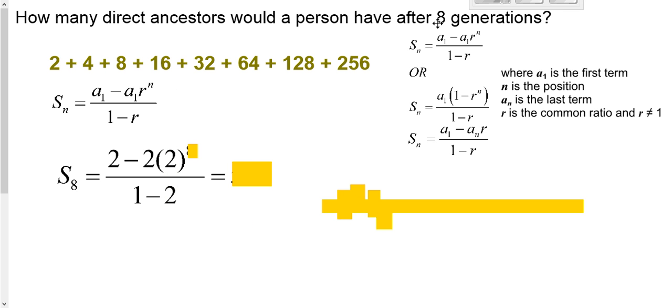And we're going for 8 generations. So that means our exponent is 8. So we could just type this into your calculator. If you're going to type this into your calculator, put the whole top in parentheses, hit divide, put the whole bottom in parentheses, and then you end up with 510 direct ancestors.